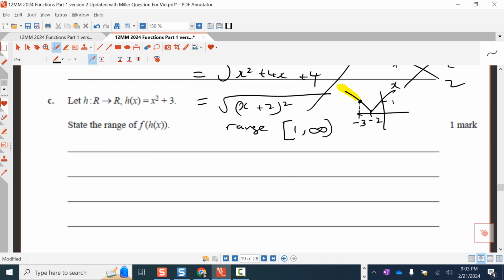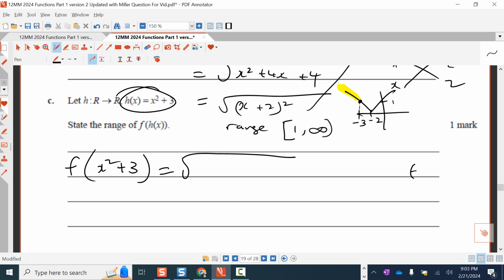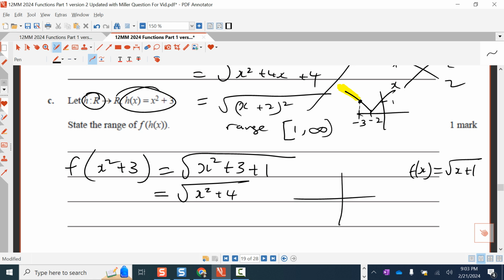State the range of f of h of x. Here's a new function that they've introduced. So f of x squared plus 3 equals, it's still just that root x plus 1. Remember, f of x is equal to root x plus 1. So that's going to be the square root of x squared plus 3 plus 1, which is the square root of x squared plus 4. Because it's the inside function and all reals, we can just imagine what this is going to look like.